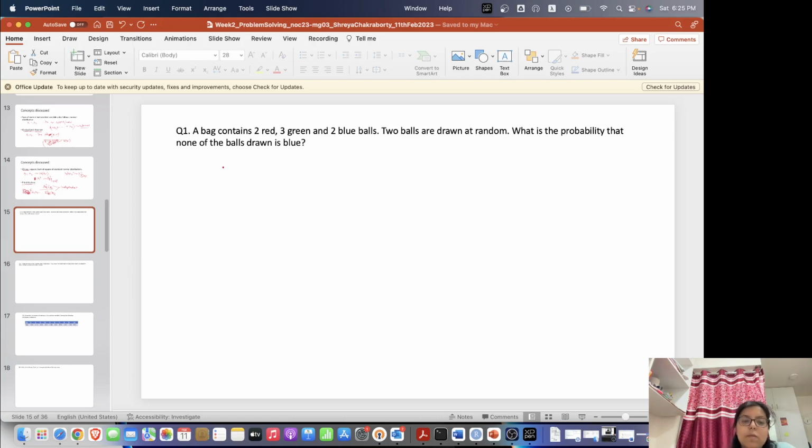The first problem says that we have a bag with 2 red, 3 green and 2 blue balls. From this collection, 2 balls are drawn at random. Then what is the probability that none of the balls drawn is blue? Any idea how to go about this question?